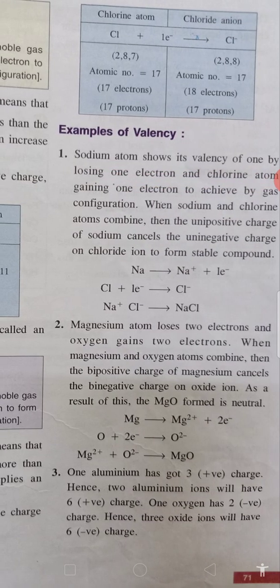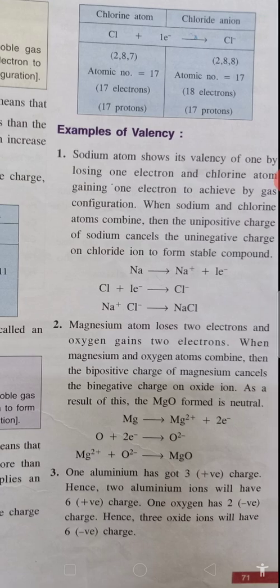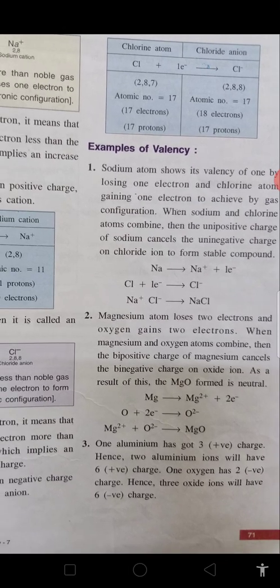So children, if you see the example of a chlorine atom, after adding one electron it becomes a chloride ion, Cl minus. Chlorine in atomic form has an electronic configuration of 2, 8 and 7, and the chloride ion has an electronic configuration of 2, 8, 8. Its atomic number in both cases is 17. The number of protons in both cases is 17, but in the atom state it has 17 electrons, and in the anion state it has 18 electrons.